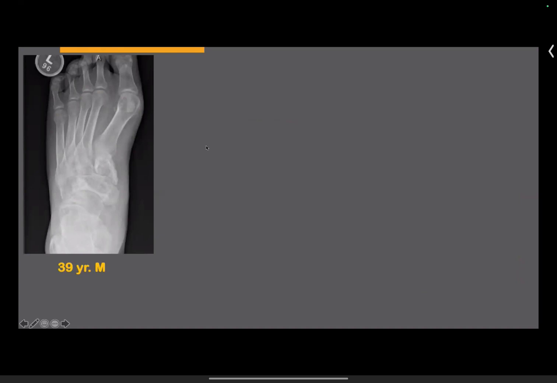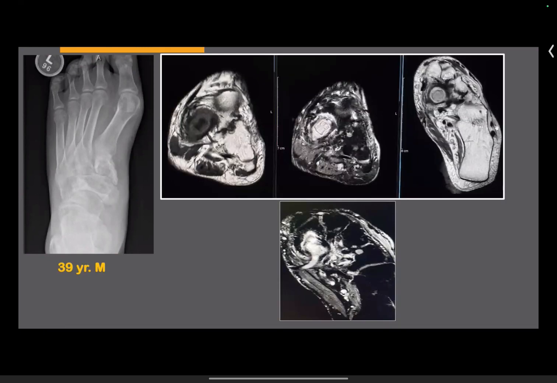You can see that there is definite abnormality in the midfoot, particularly medially, medial cuneiform. It looks irregular, some sclerosis there. There's some lucency there, and also cuneiform arthropathy. 39-year-old, not diabetic. We did an MR because they were thinking he might have some trauma or there was osteomyelitis.